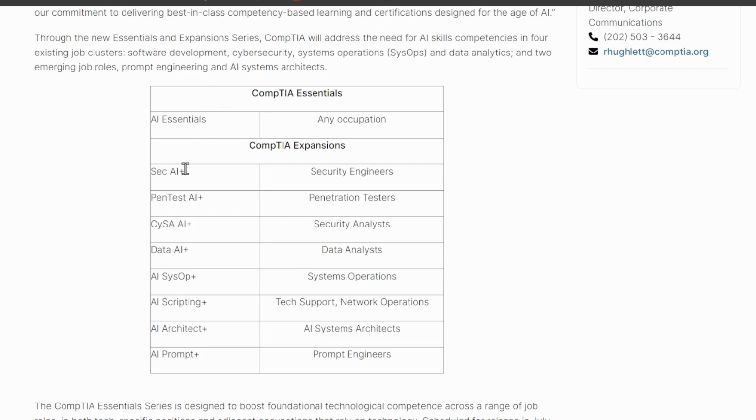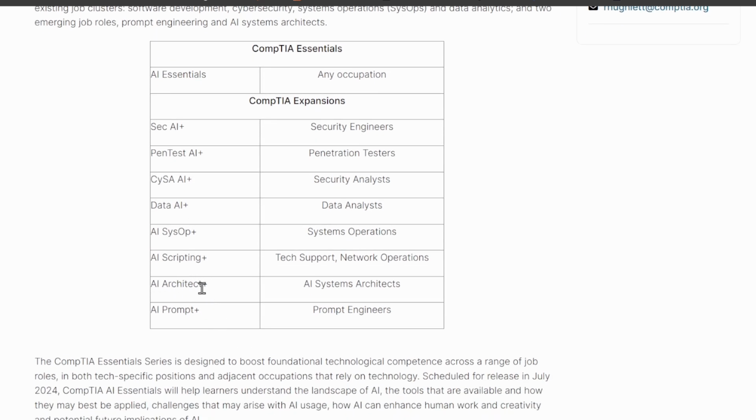But I also imagine that these are just going to be their normal counterparts and then AI integrated in them. So if you already have the non-AI version of, let's say, for example, I mean, these are kind of new, AI Architect Plus, AI Prompt Plus, AI Scripting Plus. So these aren't things that we currently have. But for some of the other ones, like Cybersecurity Analyst AI Plus, Pentest AI Plus, Security AI Plus, these are just going to be the core certifications mixed with the three foundational elements of the AI Essentials: machine learning, deep learning, and neural networks.